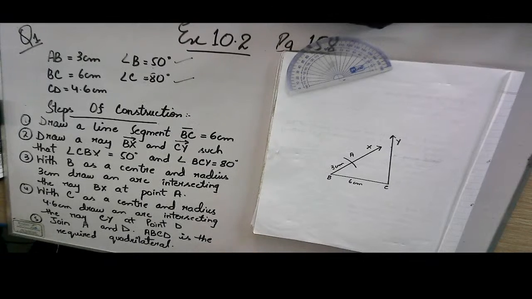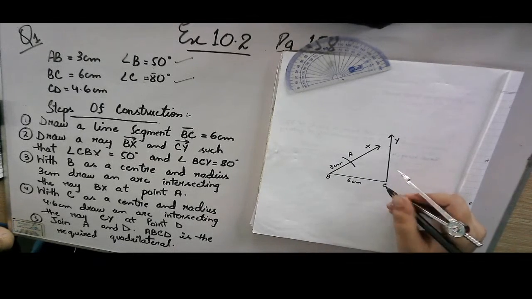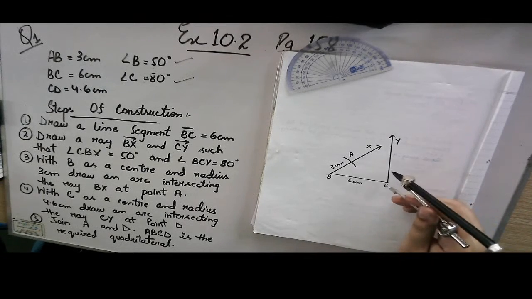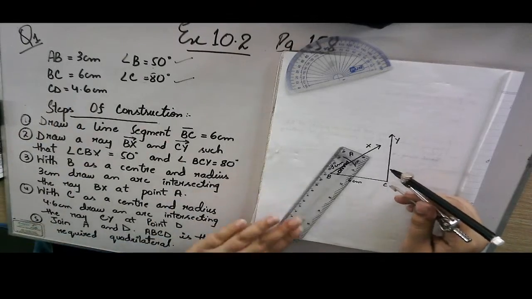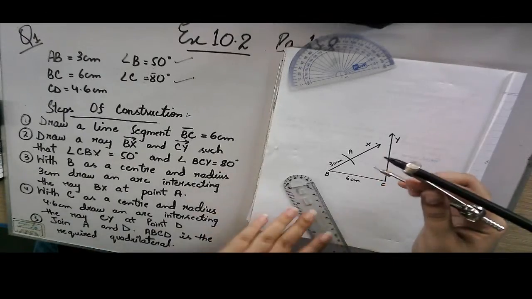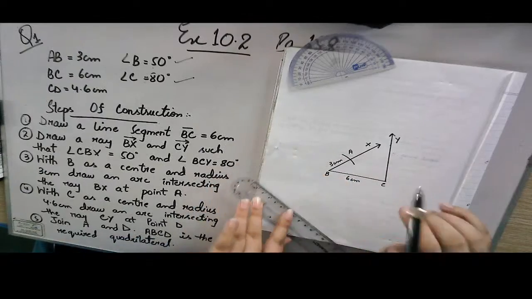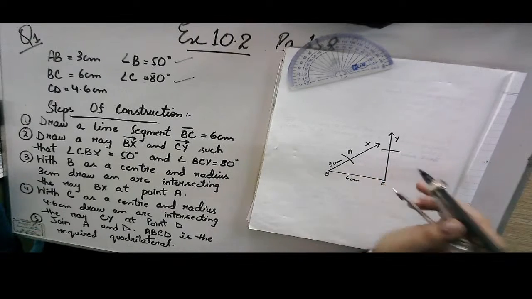Okay, the next point is with C as a center and radius 4.6 centimeter, draw an arc intersecting the ray CY at point D. Now you have to follow the same step on point C. On point C you have to mark a radius of 4.6 centimeter because CD is equal to 4.6 centimeter. Now you have to mark an arc which is equal to 4.6.